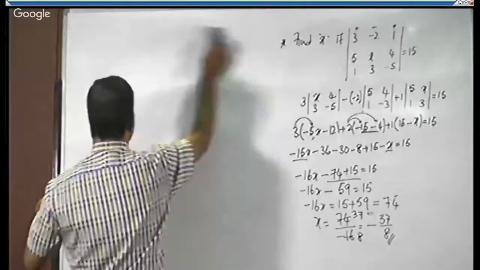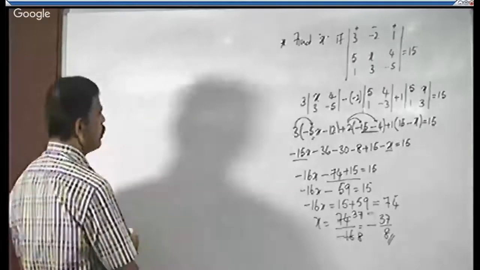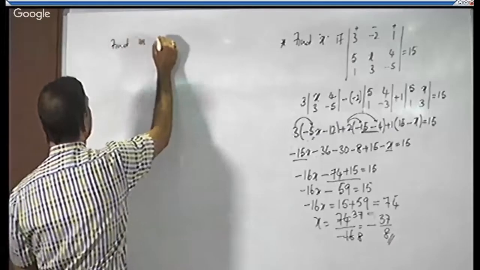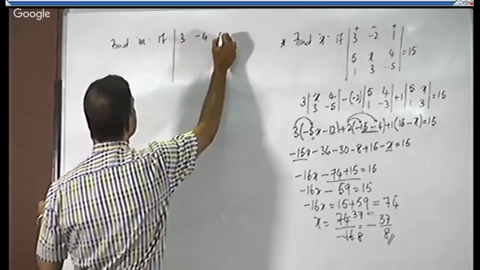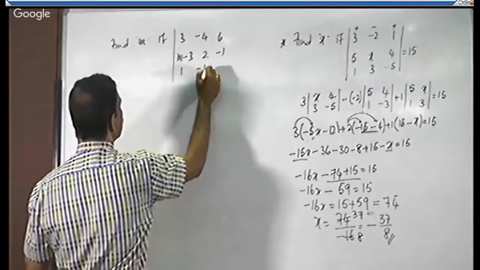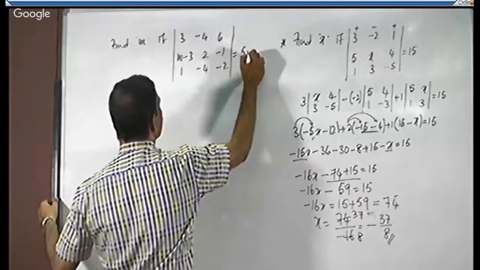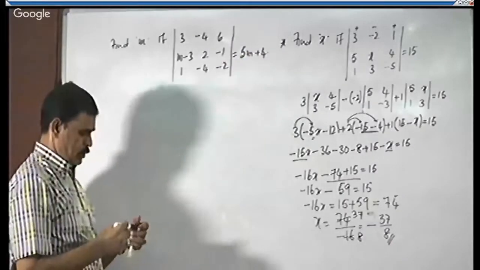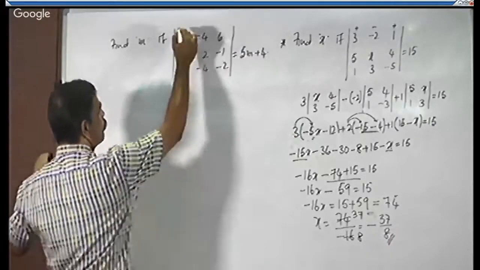I take another example, a little bit complicated. Find m if the determinant [3, -4, 6; m-3, 2, -1; 1, -4, -2] is equal to 5m plus 4. This is also a third order determinant. You just follow the expansion rules.